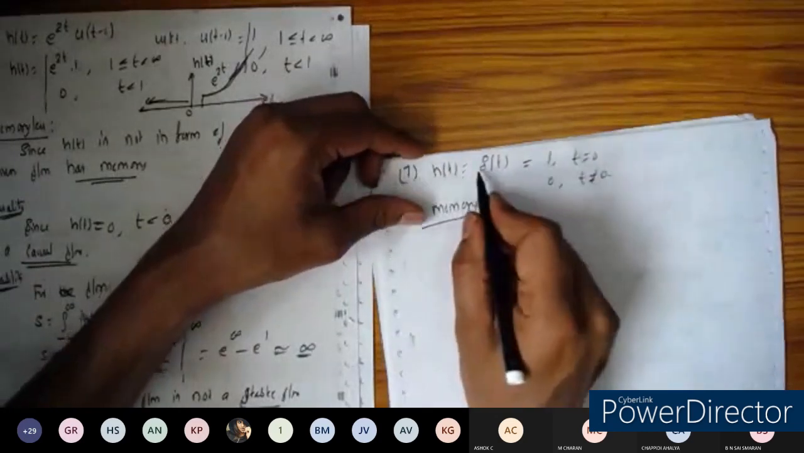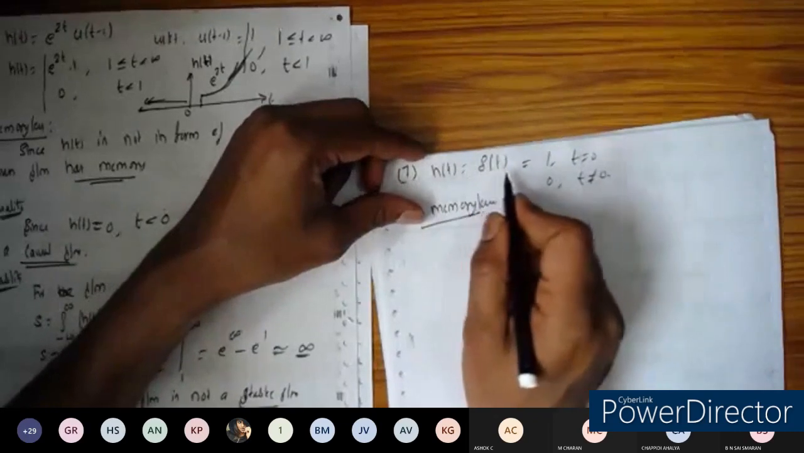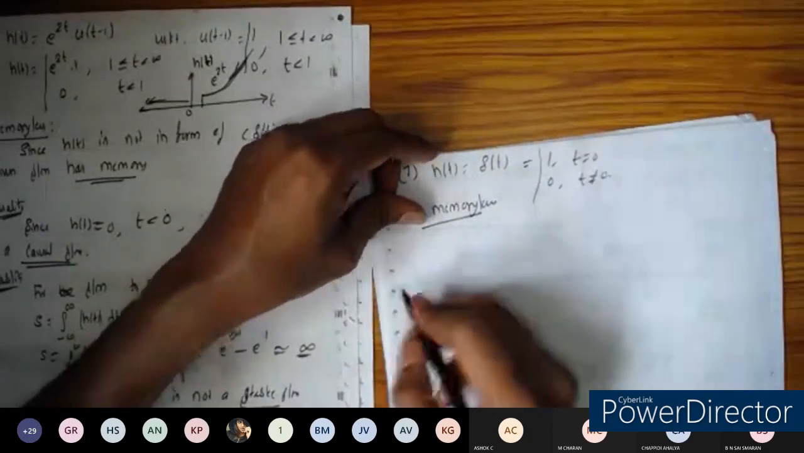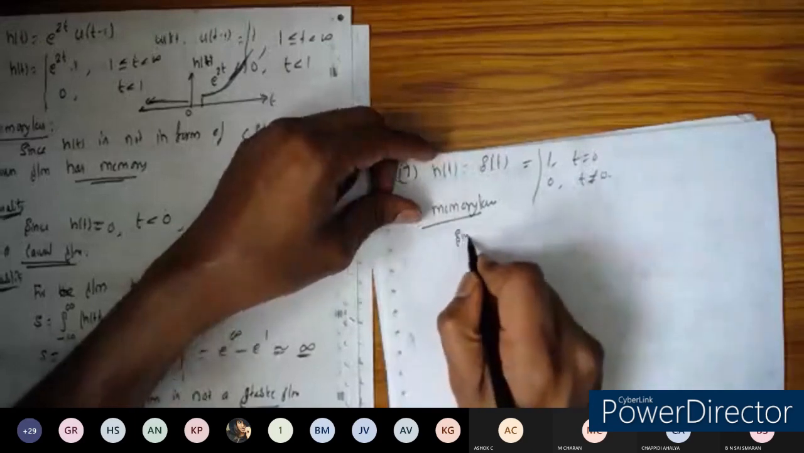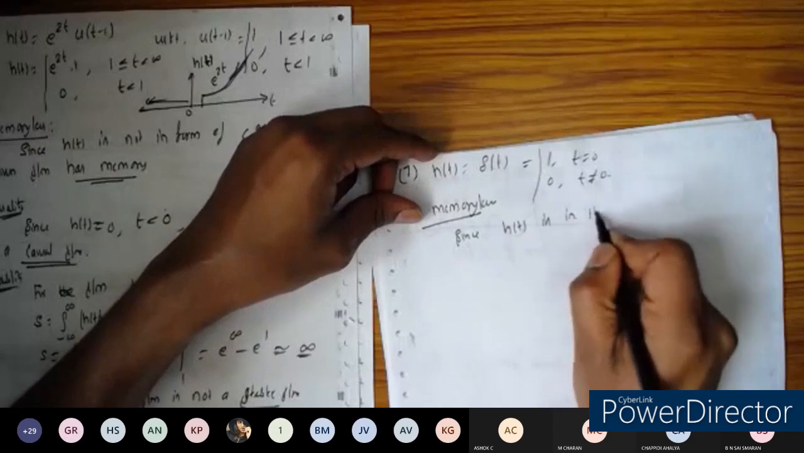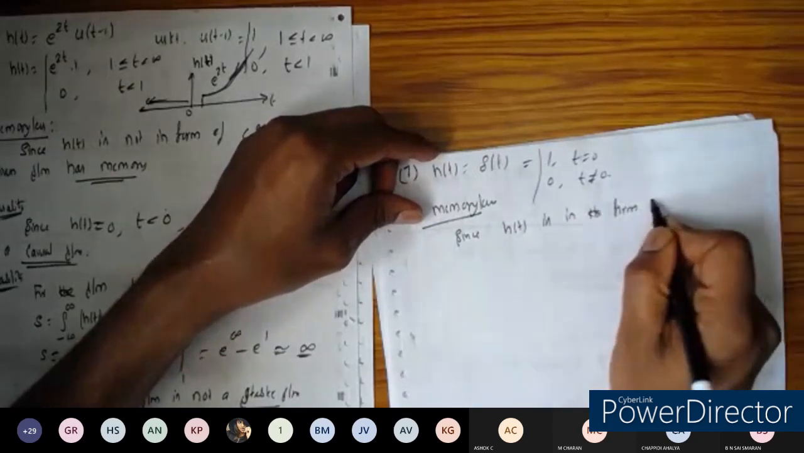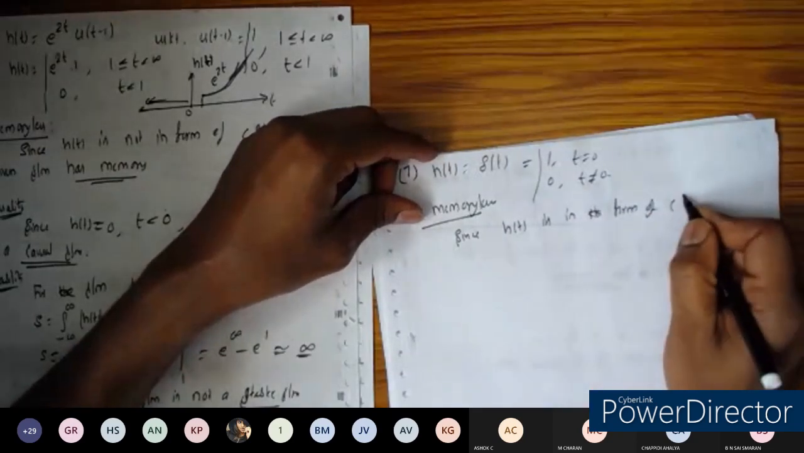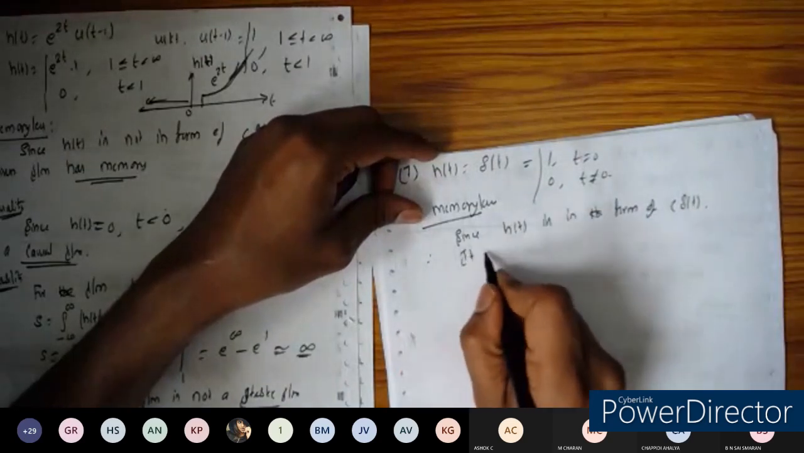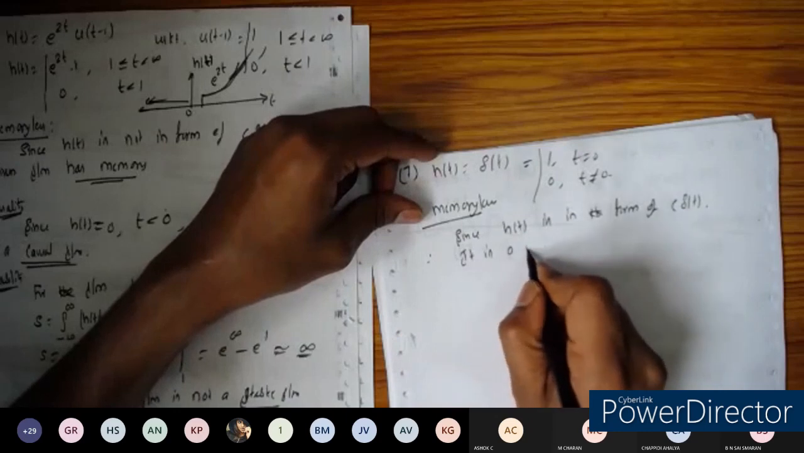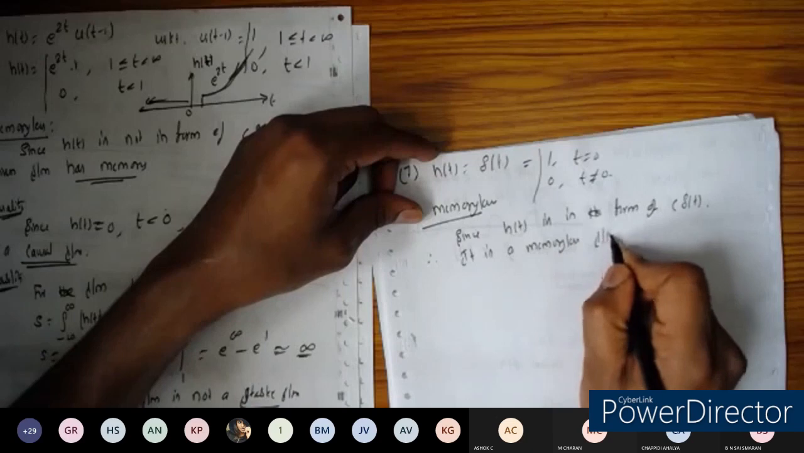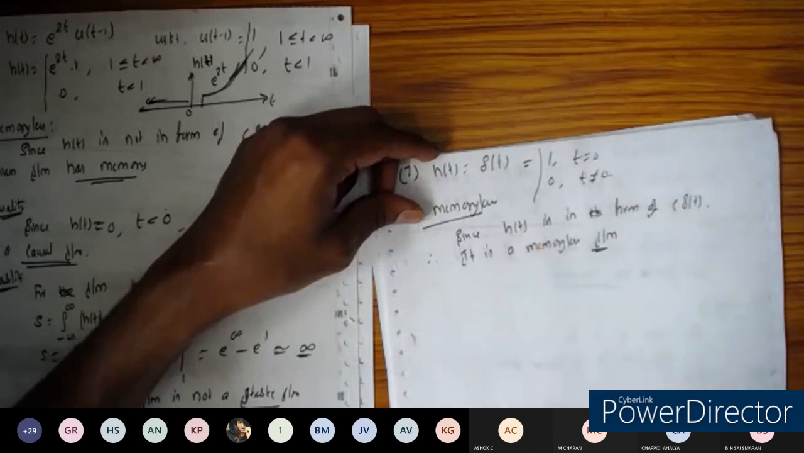Okay, since h of t is in the form of c into delta of t, it is a memoryless system here. It is memoryless because it is defined at t is equal to 0 only. It is a memoryless system because we have already proved this in the properties.